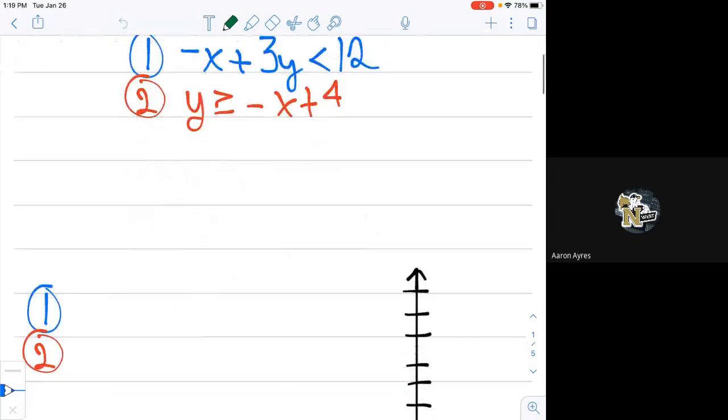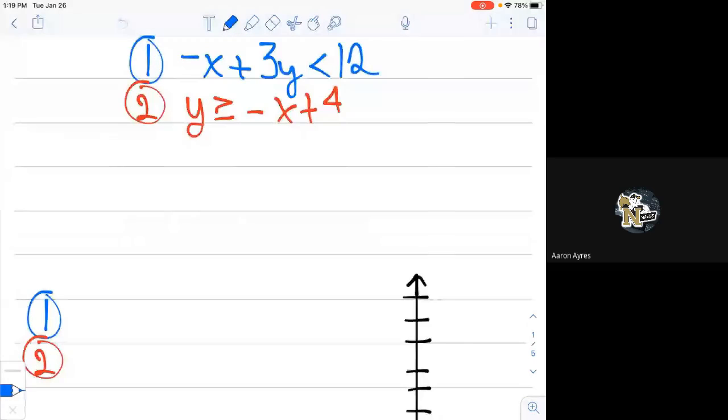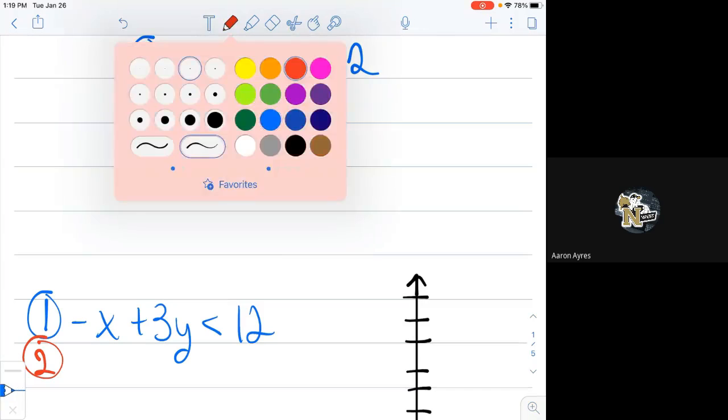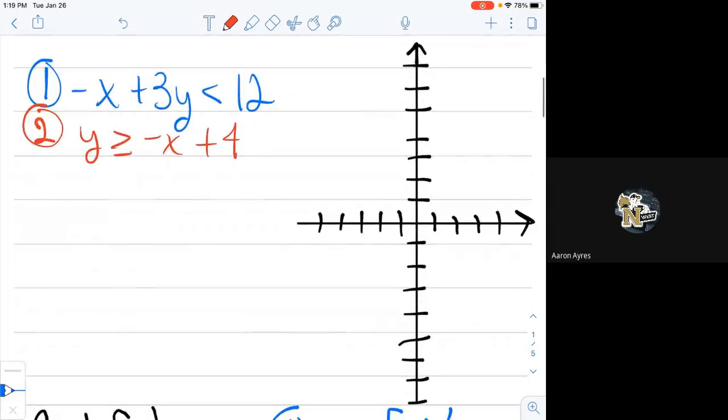So I have this right here ready to go. I'm going to write these down again. Equation 1 is negative x plus 3y is less than 12. And equation 2 is y is greater than or equal to negative x plus 4. Let's bring it down here and get going.